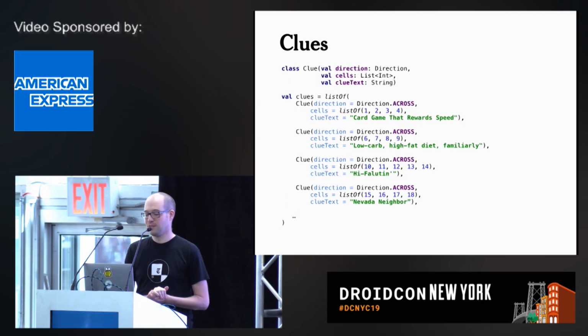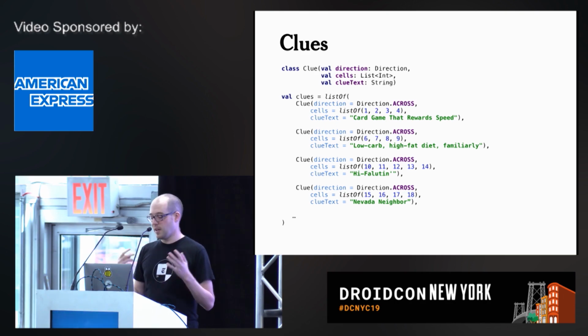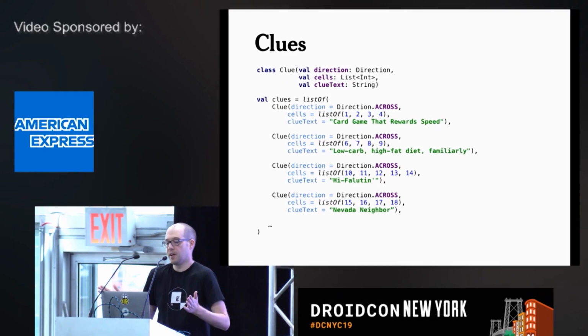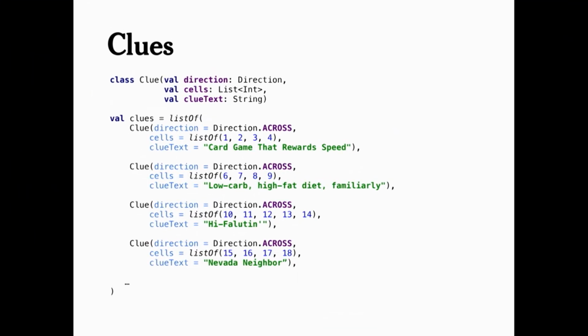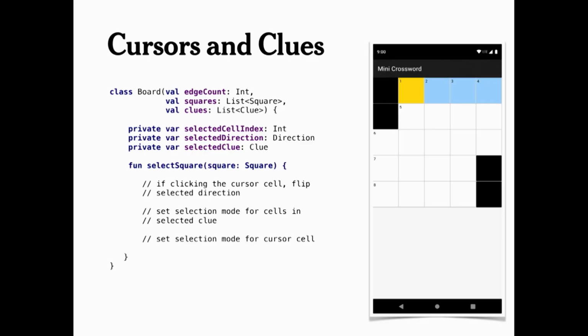So let's create a clue model. A clue is going to take a direction. I've created an enum for across and down. The clue needs to know what cells that clue represents. So these are the indexes into the square array that represent those clue squares. And then you have the actual text. So now our board is going to have not just the edge count and the list of squares, but we're going to have the list of clues in that game board.